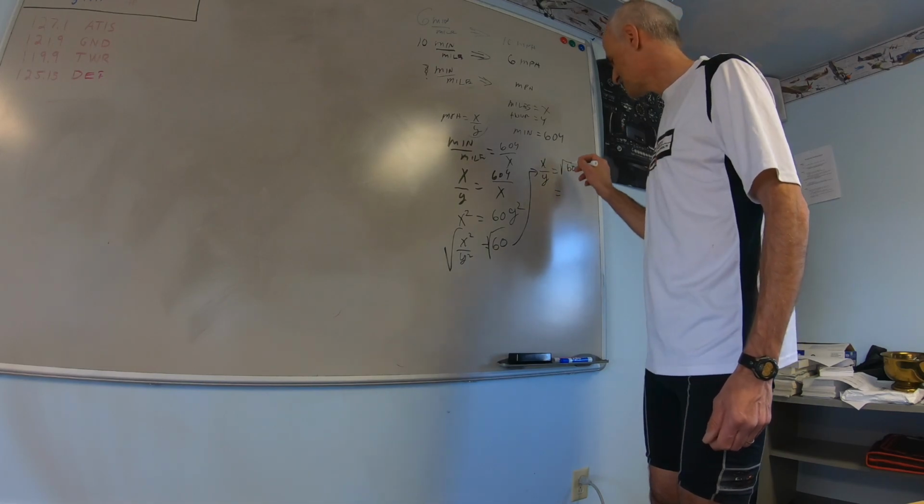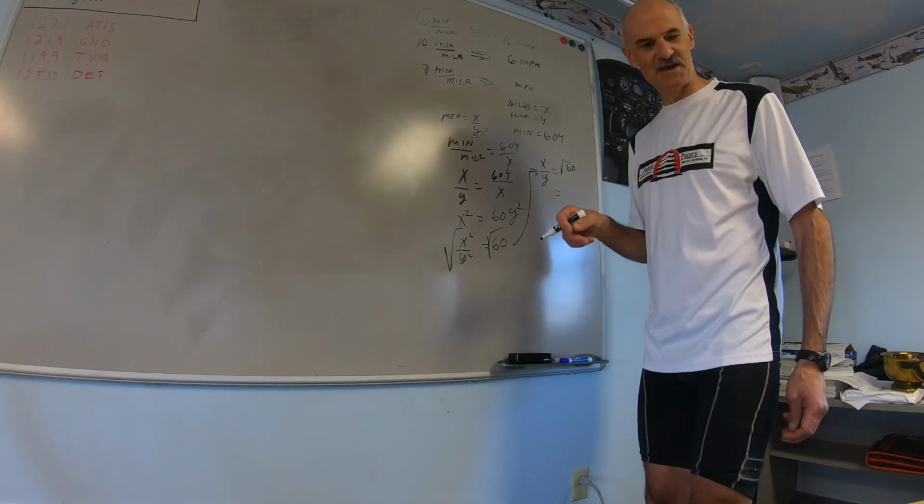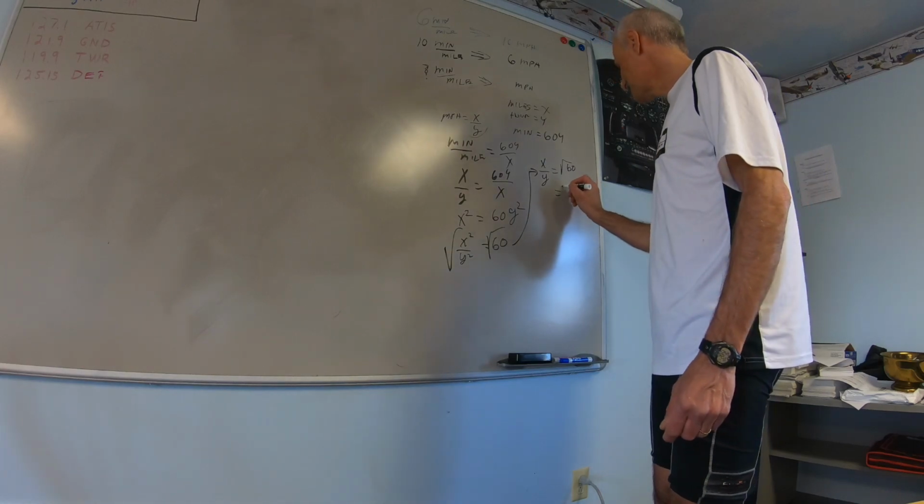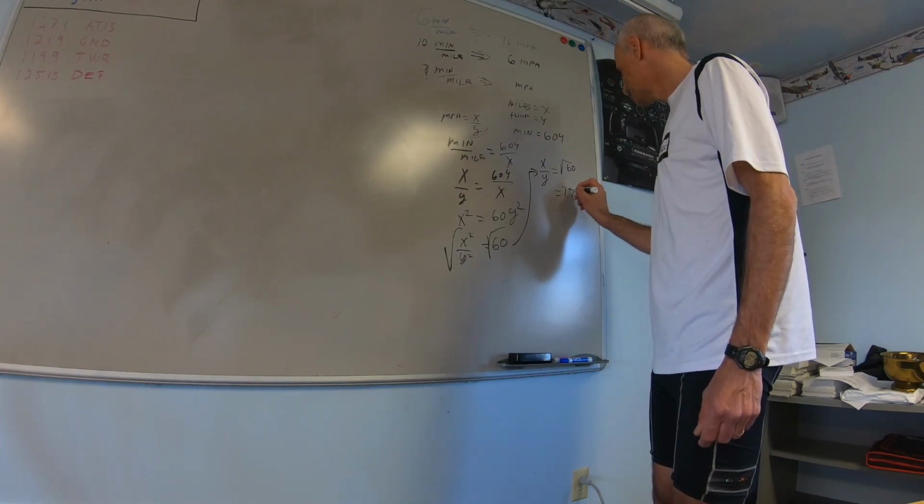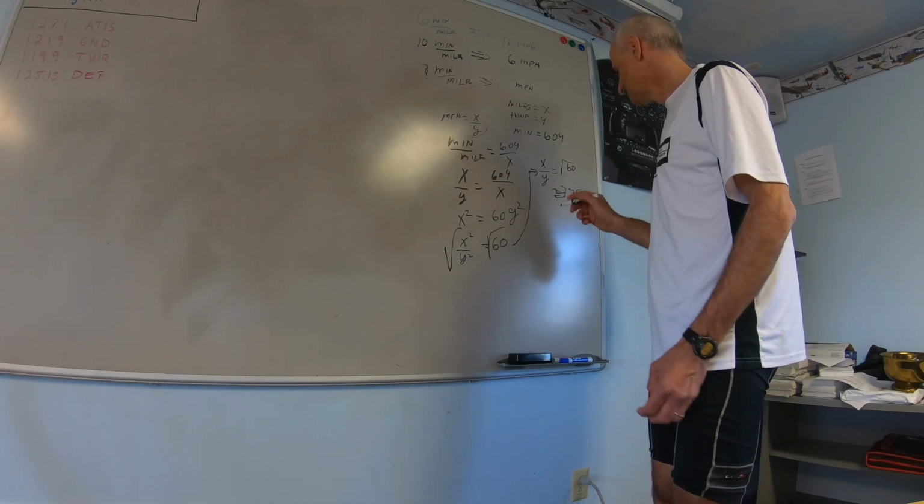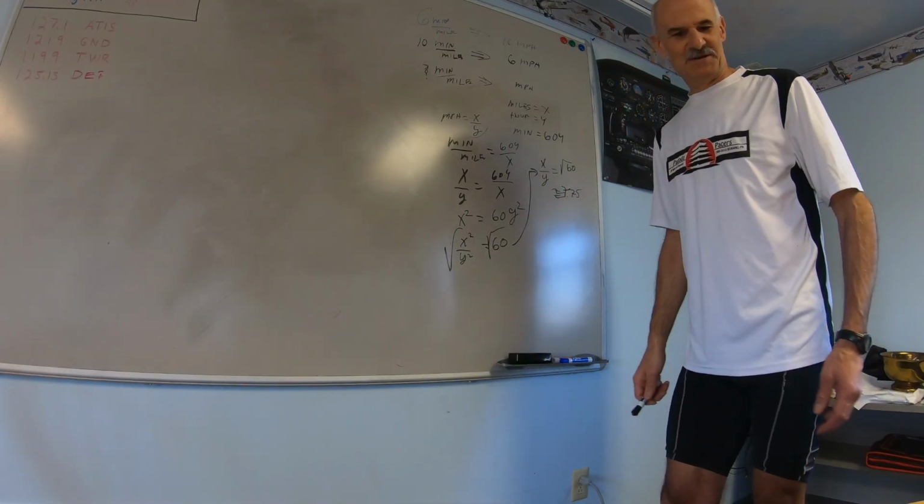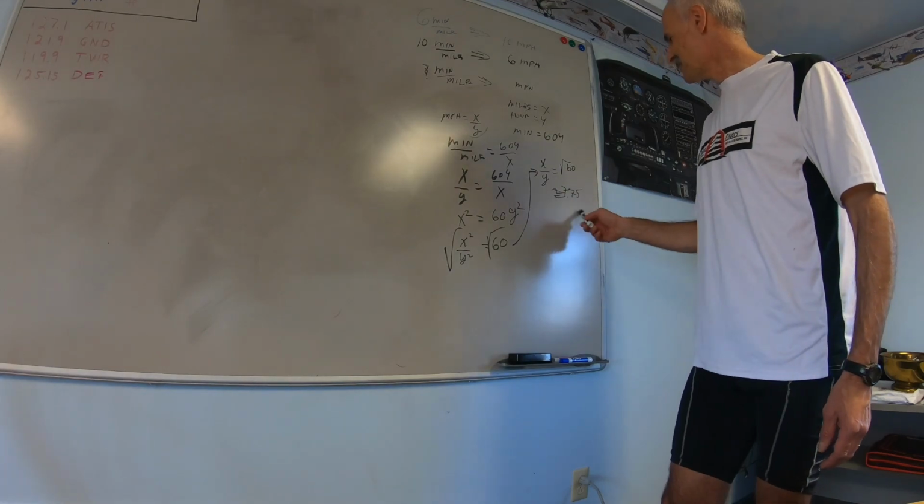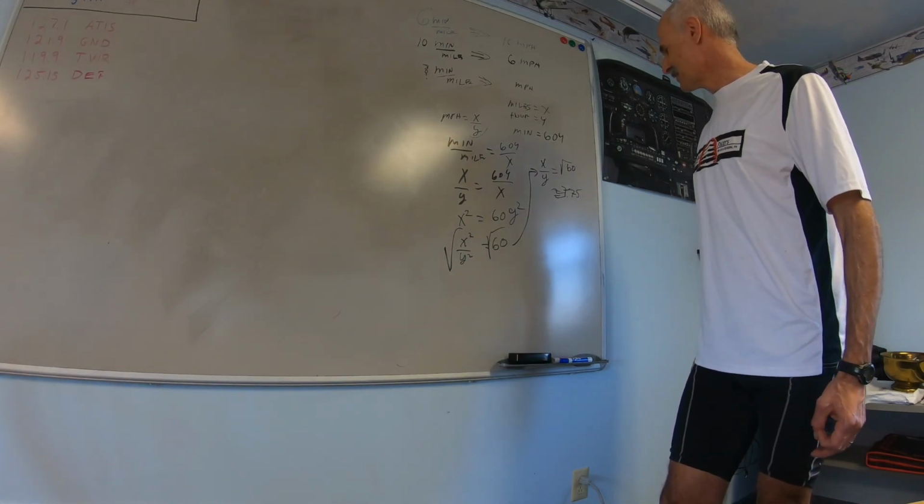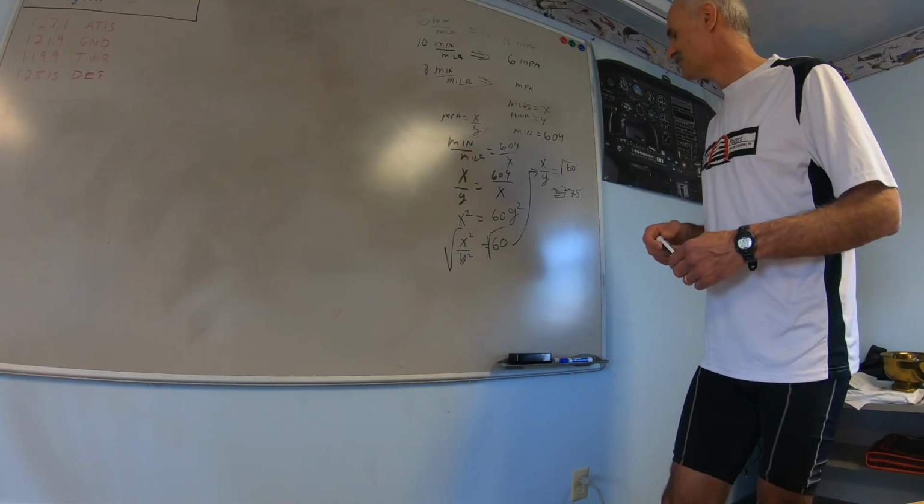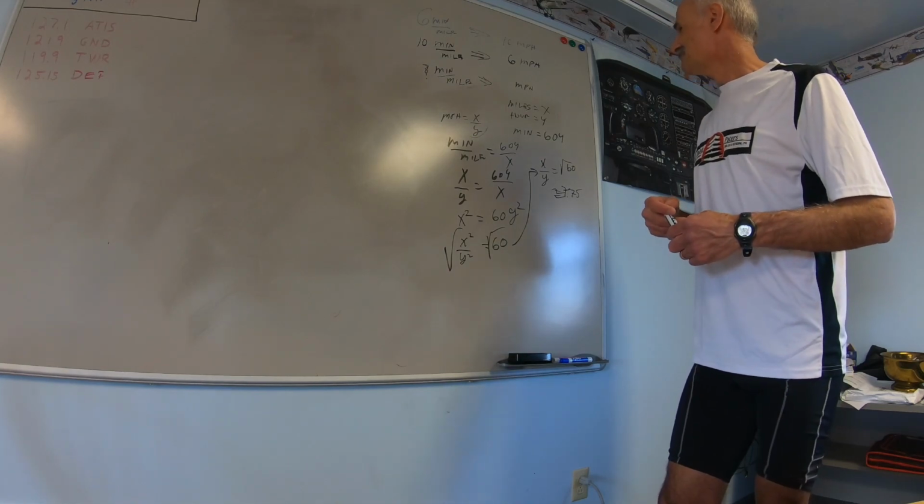And therefore, when you do that with a calculator, you get about 7.75, approximately. 7.75. So now you know if you run 7.75 miles per hour, you will also run 7.75 miles per minute.